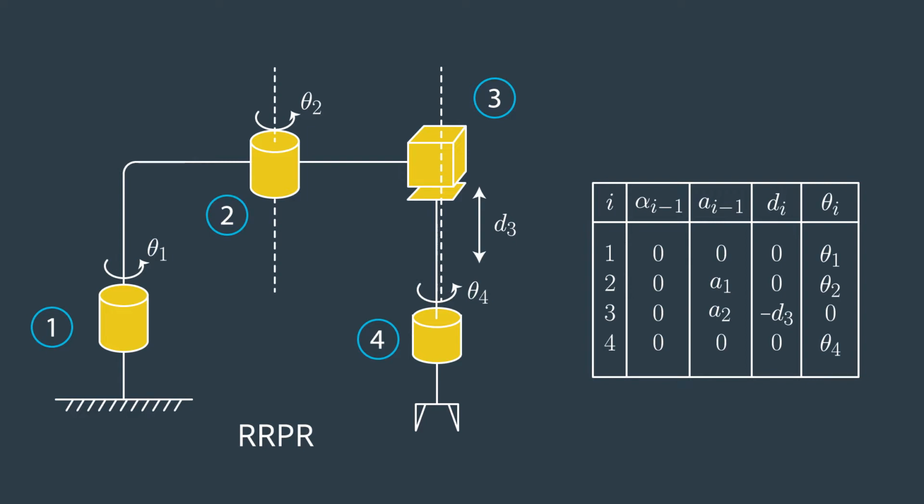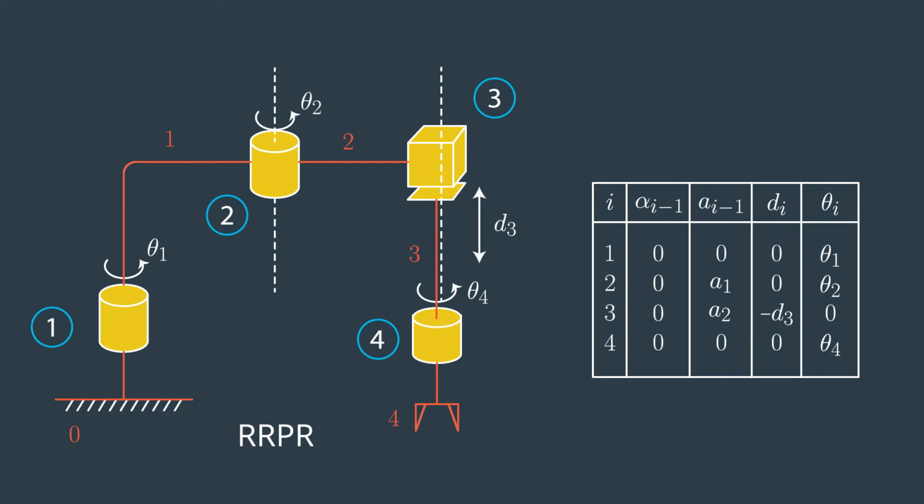Step 2 is to label all the links 0 to n. The fixed base link is always link 0. Here's link 0. 1. Notice that links do not have to be straight line segments. They can be curved or angled rigid bodies. 2, 3, and the end effector is number 4.